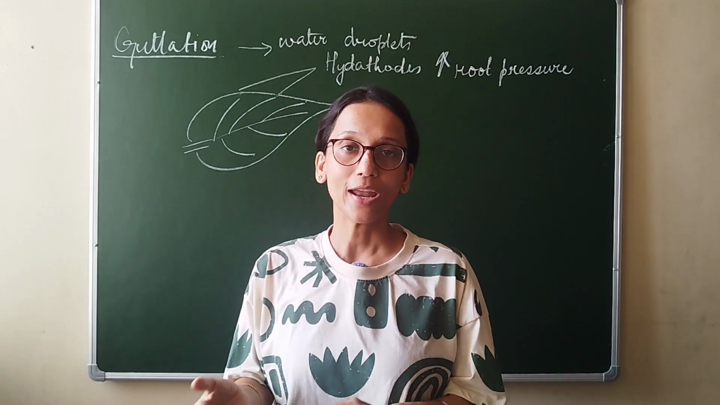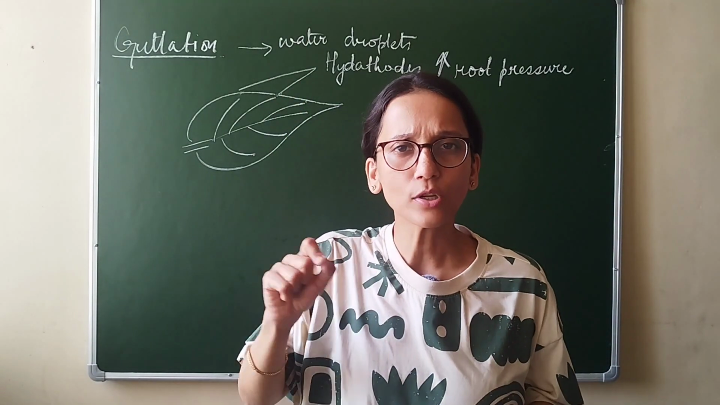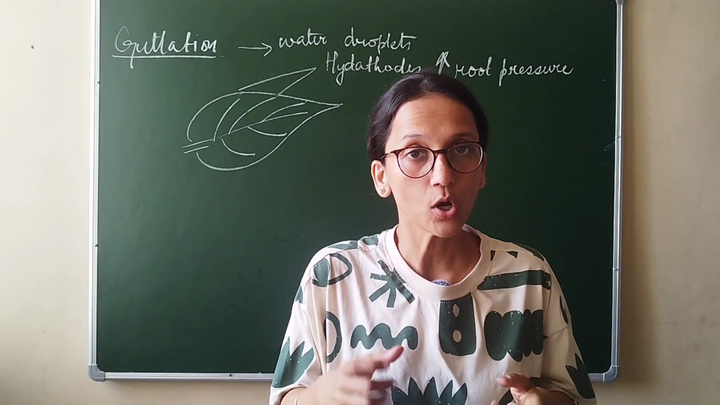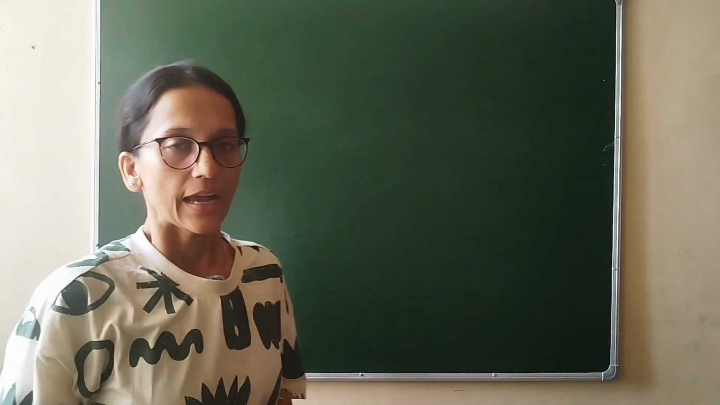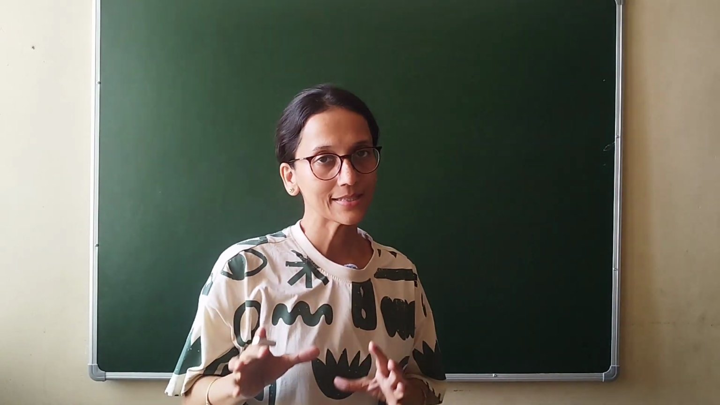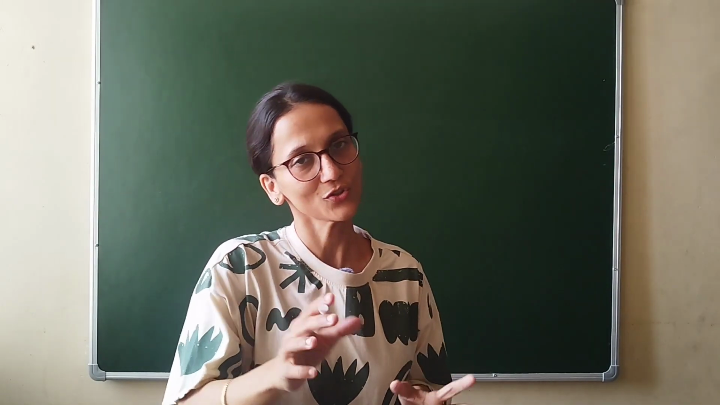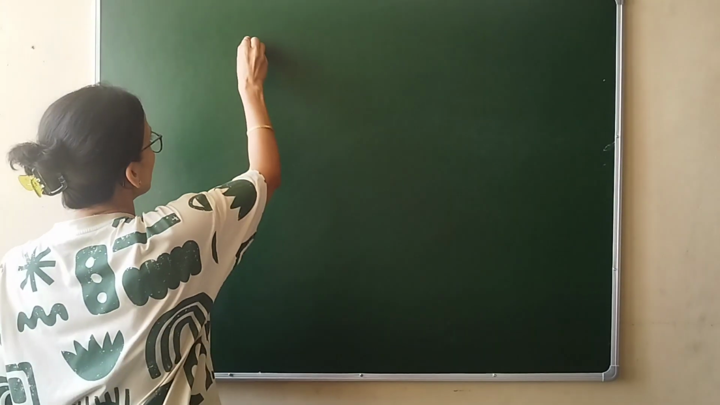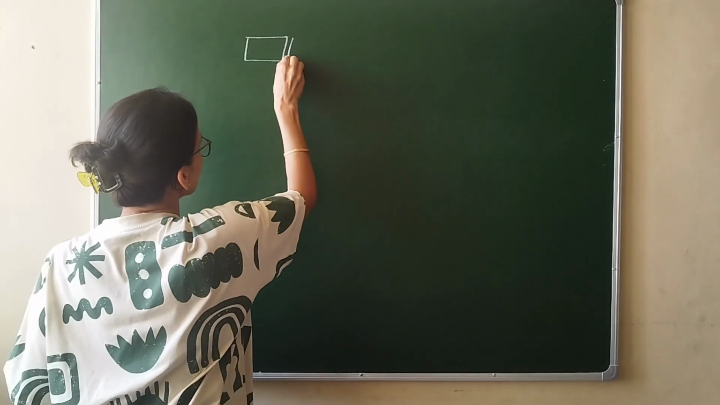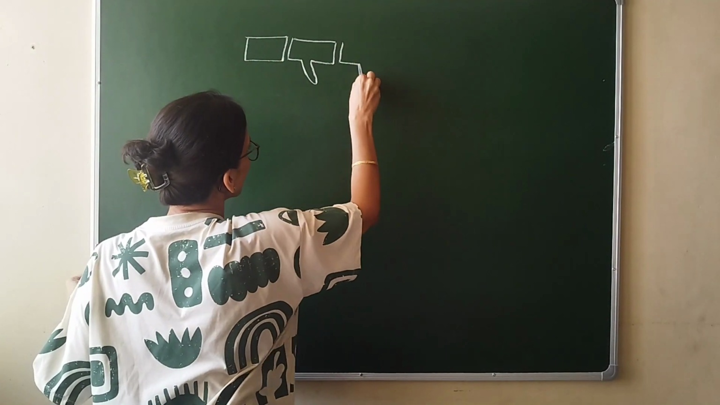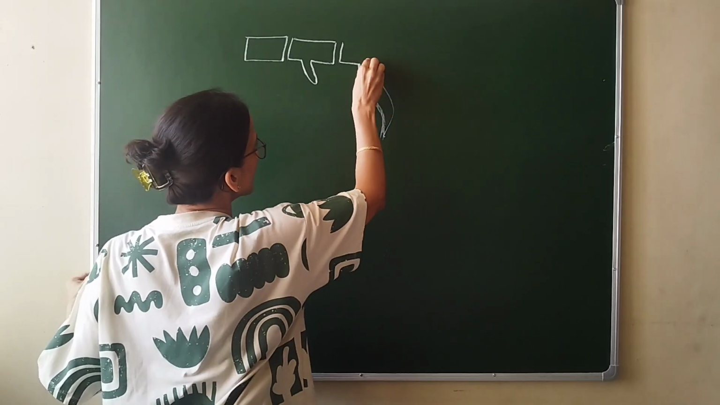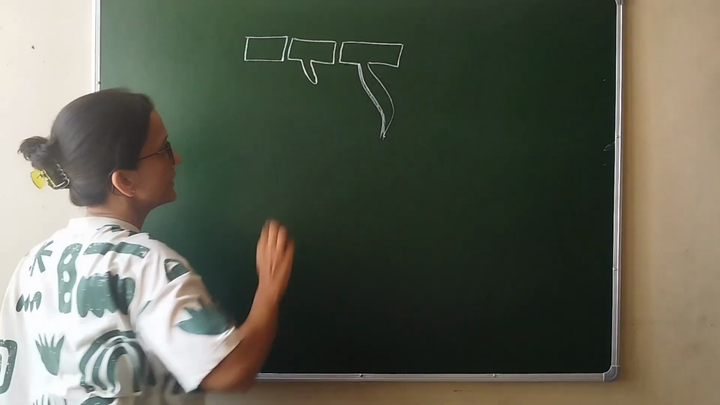So now let's see how the root hair cells absorb water, salts and minerals from the soil. As you already know, the root hair cells are nothing but extensions of epidermal cells. So for example, if I draw epidermal cells one after another, then this is how you will see the root hair develop from the epidermal cell.